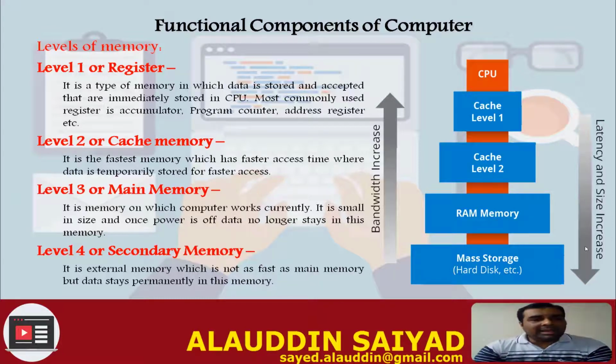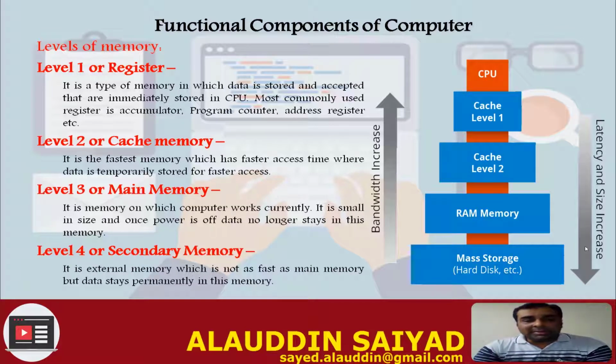The level 1 or register memory is a type of memory in which data is stored and accepted that are immediately stored in the CPU. Most commonly used registers are the accumulator, program counter, address register, etc. So level 1 generally refers to the registers of the CPU, which we have already discussed in the CPU section. Level 2 or cache memory is the fastest memory, which has faster access time, where data is temporarily stored for faster access.